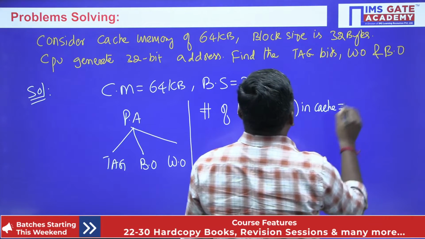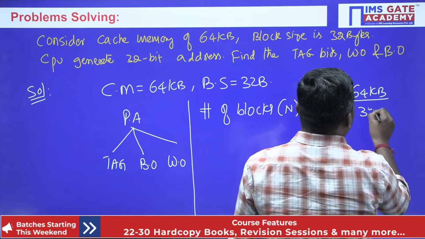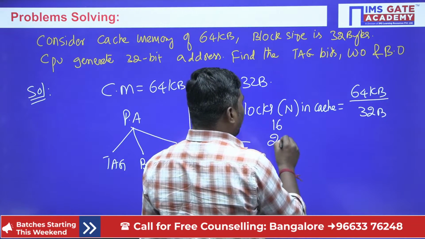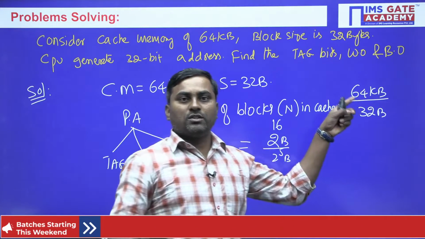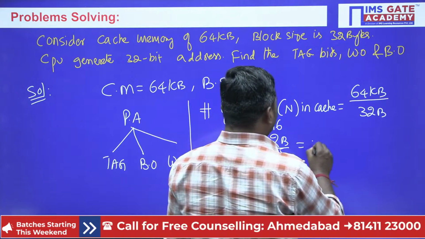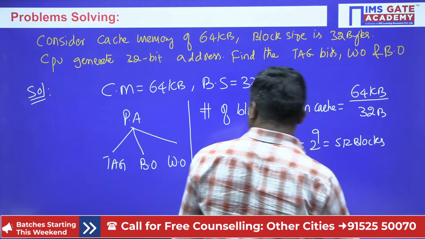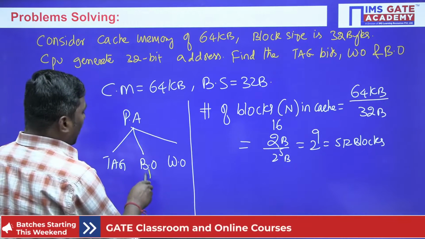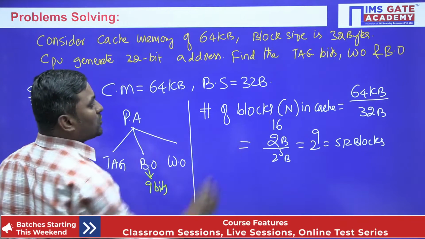How do we get the number of blocks? The cache size, 64 KB, divided by the block size, 32 bytes. We can express this as 2 power 16 bytes divided by 2 power 5 bytes, since 64 is 2 power 6 and 1 KB is 2 power 10. So this gives 2 power 9, which is 512 blocks. If 512 blocks are there, the block offset requires 9 bits.